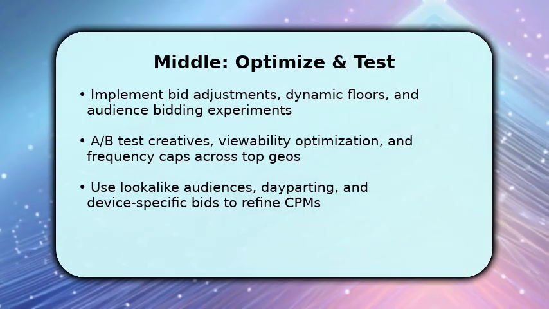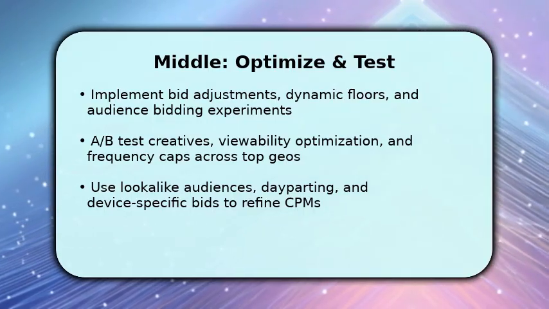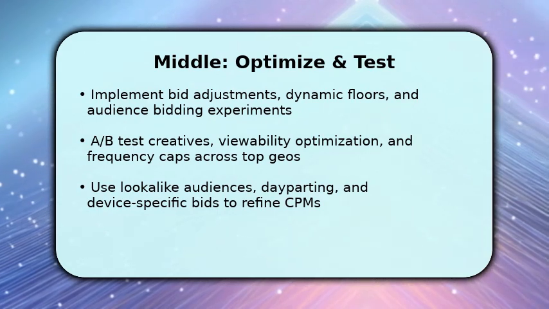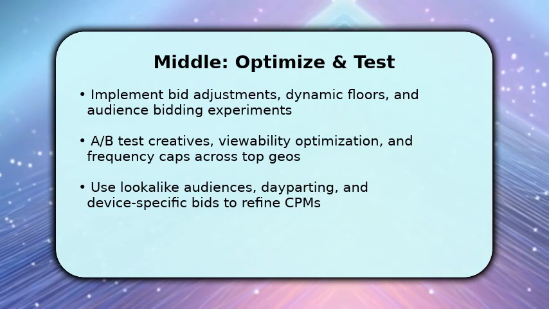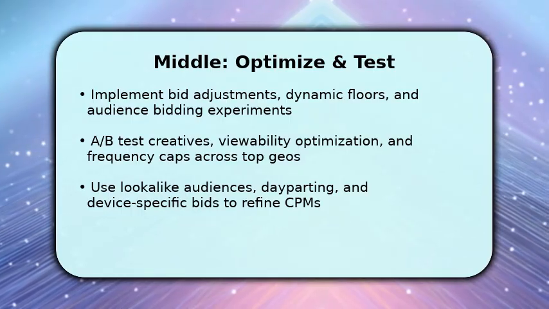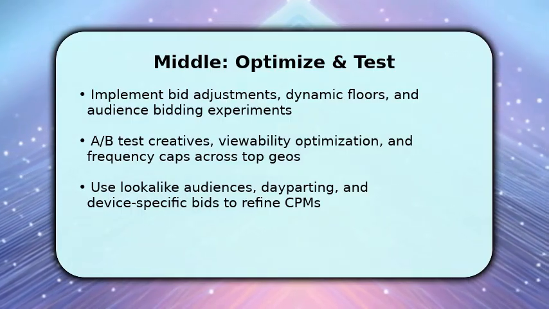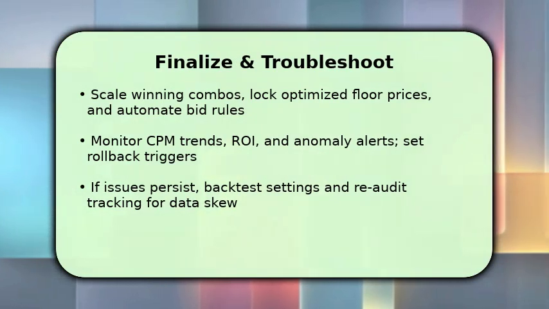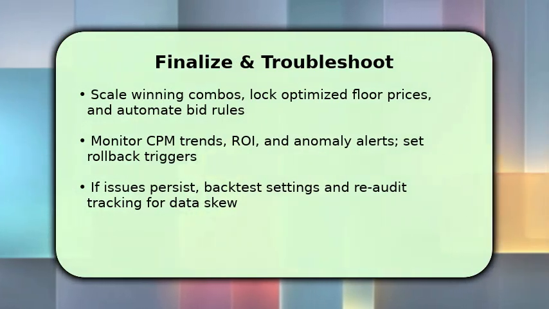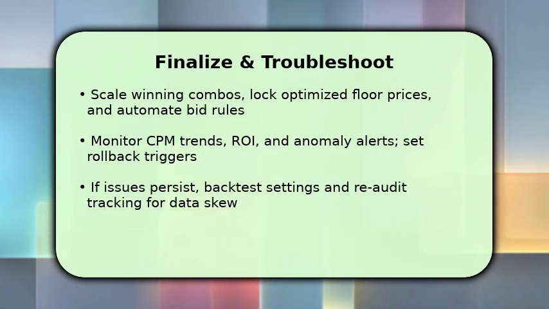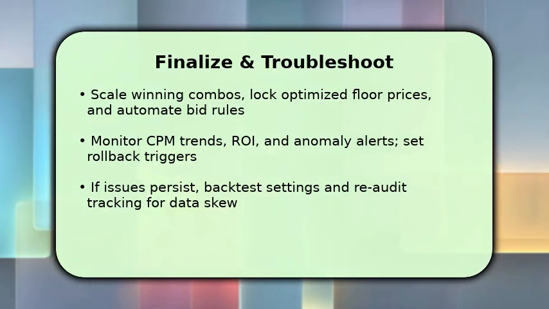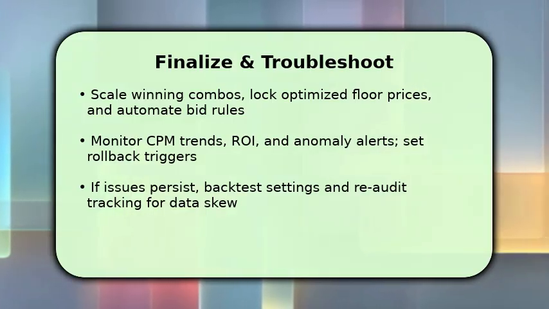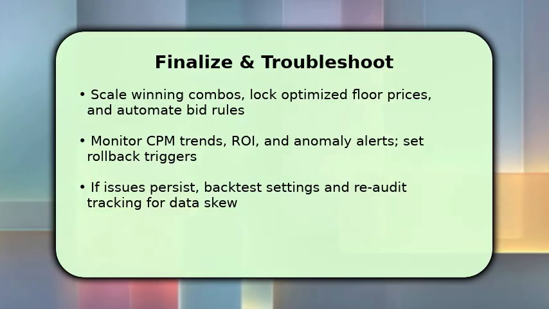Once you collect 14 days of data, analyze lift by cohort, then apply lookalike expansions and day parting where conversion rates spike. Make sure to iterate on device-specific bids and you finish by locking wins and adding safeguards. Scale combinations that reduced CPM while preserving ROI, set automated bid rules, and finalize optimized floor prices. Once done, create dashboards to monitor CPM trends, ROI, and anomaly alerts, and configure automatic rollback triggers for sudden spikes.